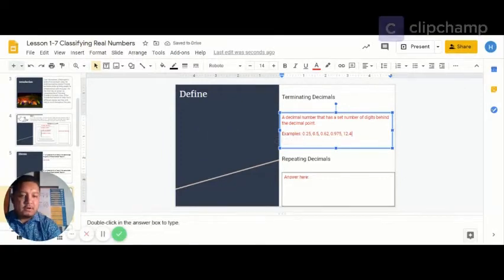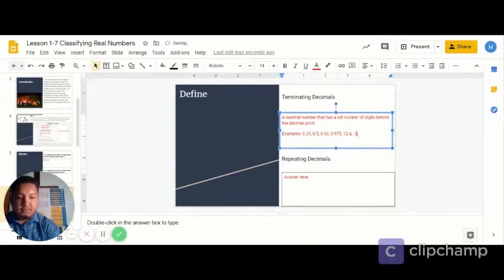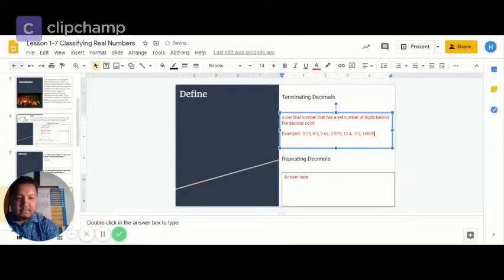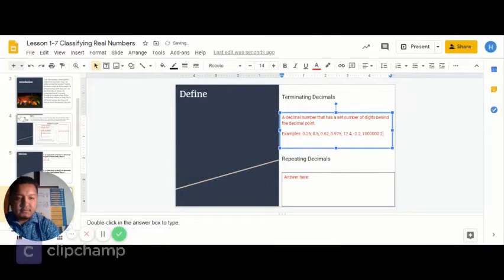So 12.4 or 12 and 4 tenths. It can be a negative, so negative 2.2 or negative 2 and 2 tenths. We can have this number, with as many zeros as you want, 0.2, okay, terminating decimal. There's a set number of digits behind the decimal point.